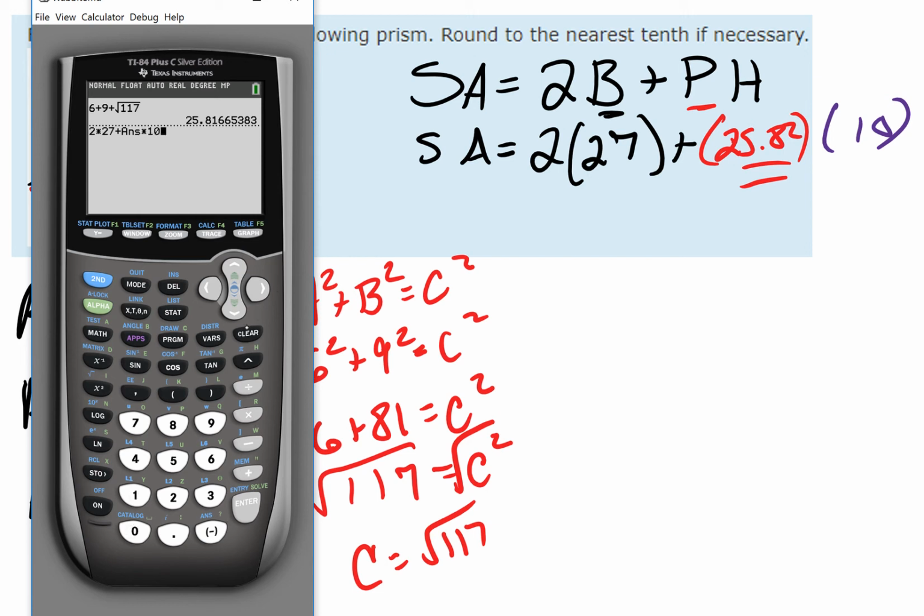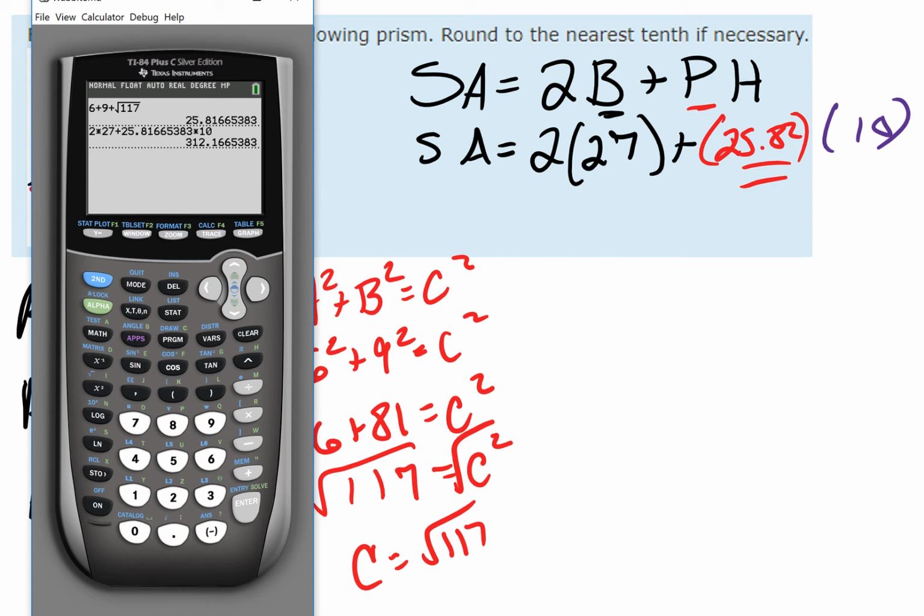So that's one way of writing that out. A second way of writing that out using this calculator to its fullest potential would be 2 times 27 plus. Now if I use my up arrow key, do you see how it highlighted that previous number? If I go up and highlight that number and push enter, it'll type that number in for me completely. If I don't want to use the ANS key, that's another option for me. Then I can times that by 10, hit enter.